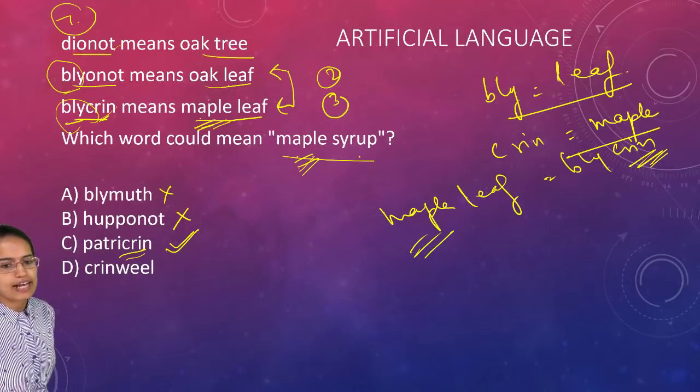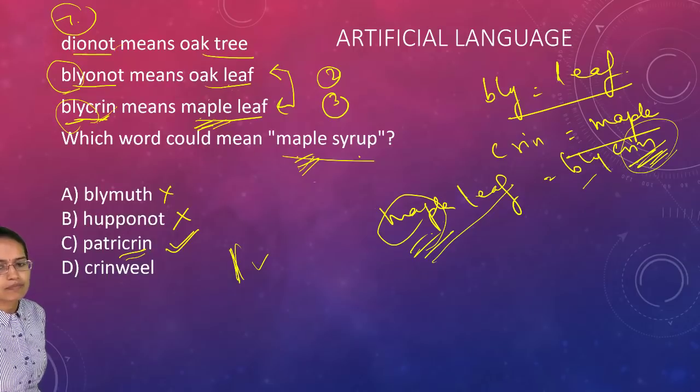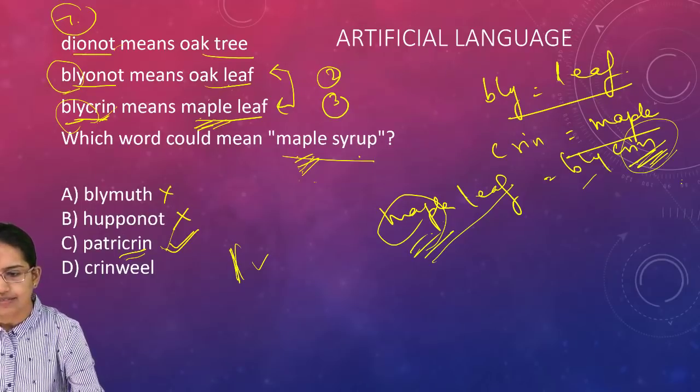So definitely I will have to go for the last 2 choices, C and D, which have crin. Now maple leaf, as you can see here, is blee crin. Okay, so maple is the first word but crin is the last word here. So again maple syrup, maple is the first word, so crin would be the last word. So patri crin would be the right answer. I hope Chinakshi that's clear.